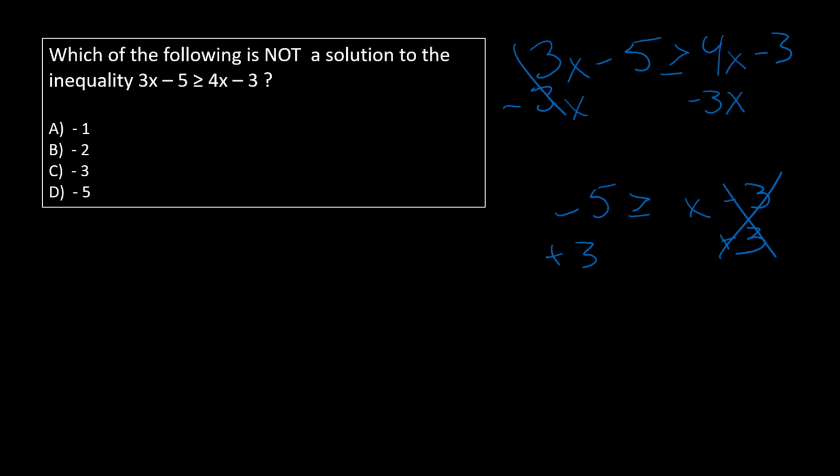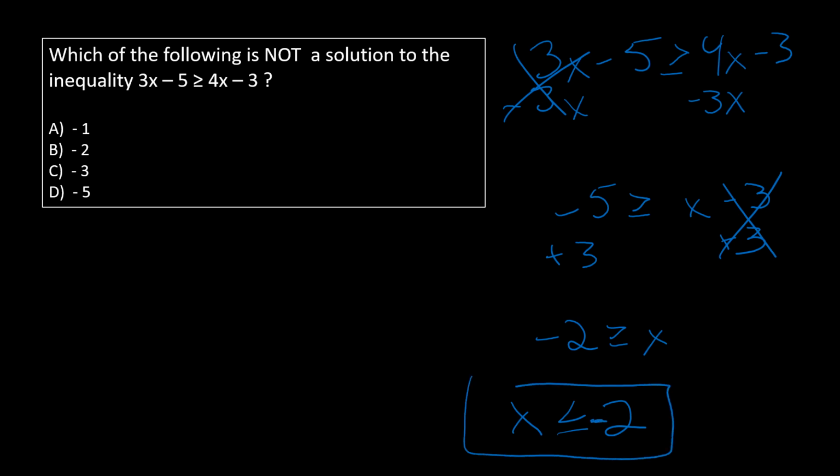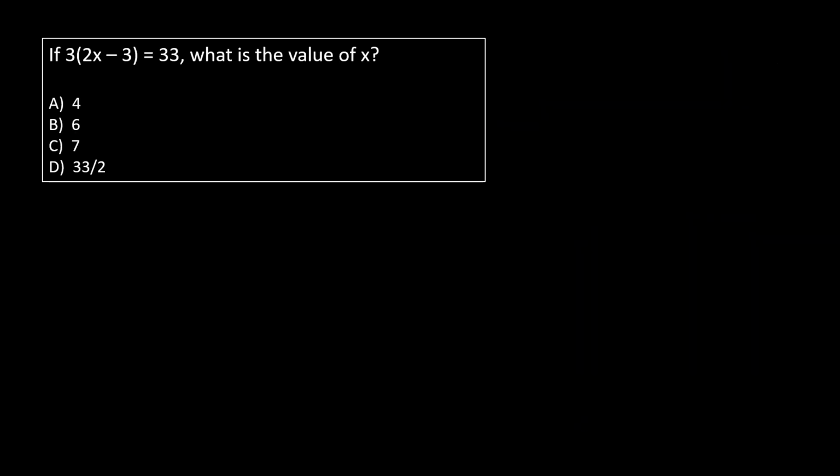Those are going to go. Negative 5 plus 3 is negative 2, greater than or equal to x. Or better yet, x is less than or equal to negative 2. So negative 5 is less than negative 2, negative 3 is less than negative 2, negative 2 is less than or equal to negative 2, meaning A is the only one that cannot be a solution here. Boom. Let's keep moving.